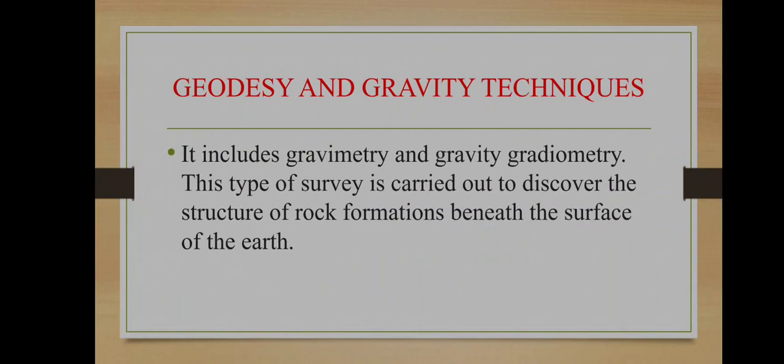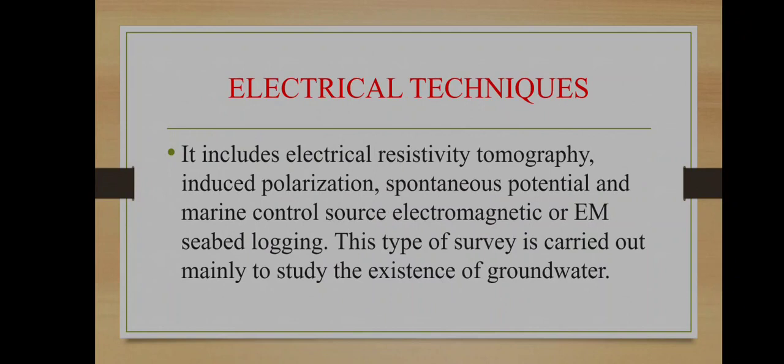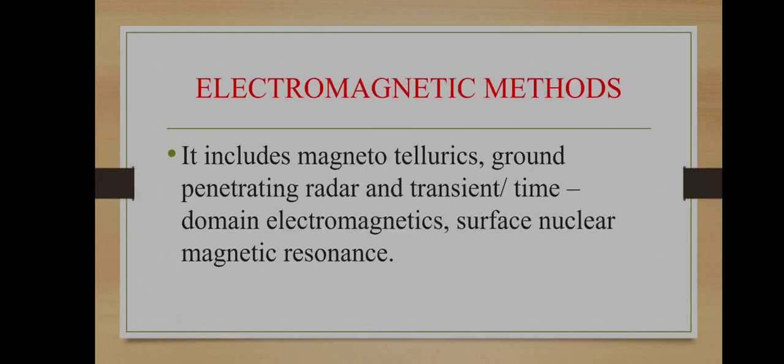It includes gravimetry and gradiometry. This type of survey is carried out to discover the structure of the rock formation beneath the surface of the earth. The next one is the electrical technique. It includes electrical resistivity tomography, induced polarization, spontaneous potential, and marine controlled source electromagnetic or EM seabed logging. This type of survey is carried out mainly to study the existence of groundwater.